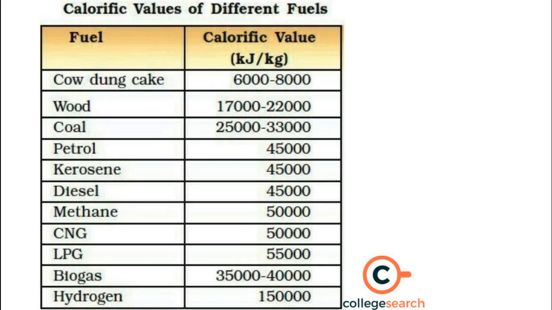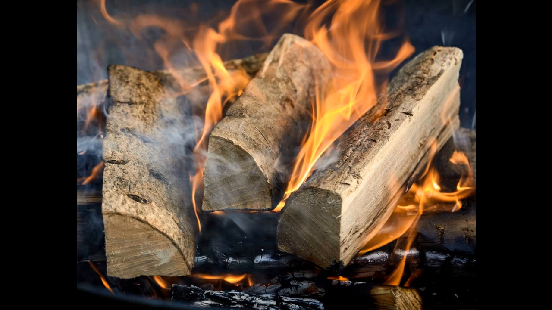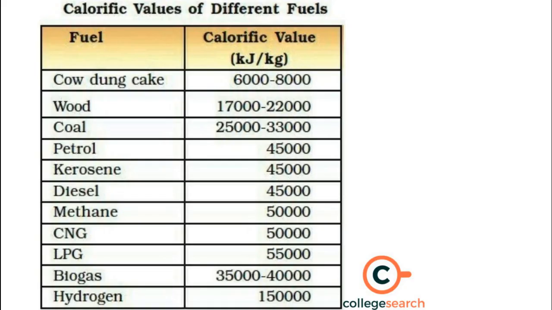Calorific value of fuels. Earlier we saw about fuels. Now let's see about the calorific value of fuels. When 1 kg, remember 1 kg, of any fuel is burnt, the amount of heat produced by the fuel is known as the calorific value of the fuel. Calorific value is measured in kilojoules per kg. For example, when 1 kg of wood is burnt, we get 17,000 to 22,000 kilojoules of calorific value. In the same way, hydrogen has a calorific value of 1,50,000 kilojoules per kg.